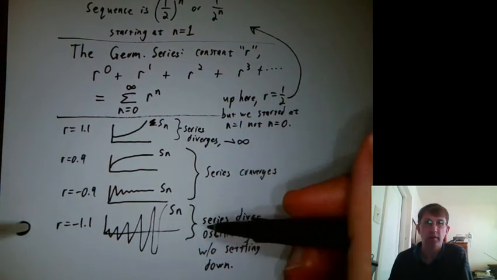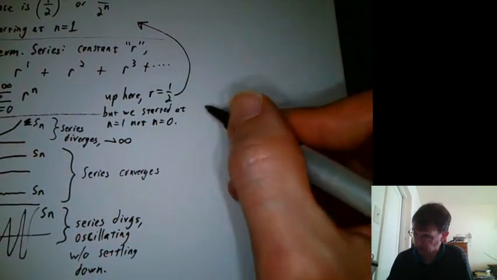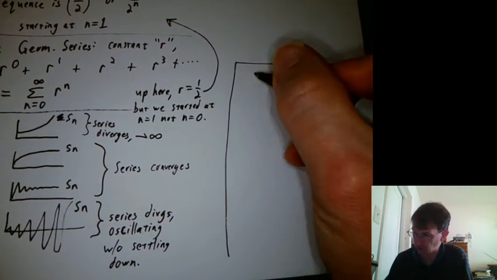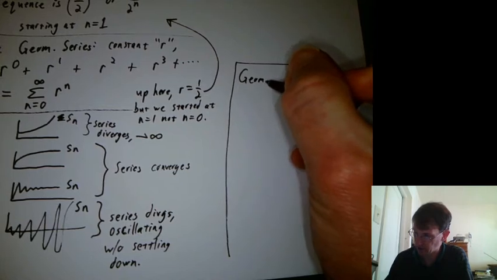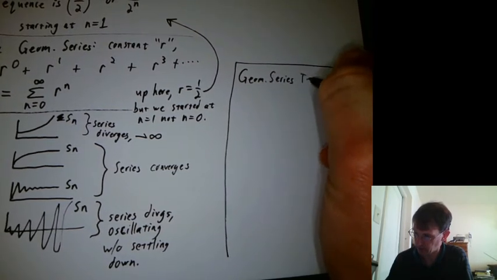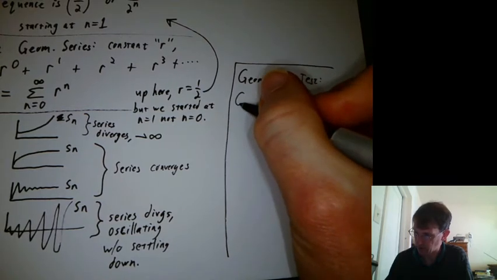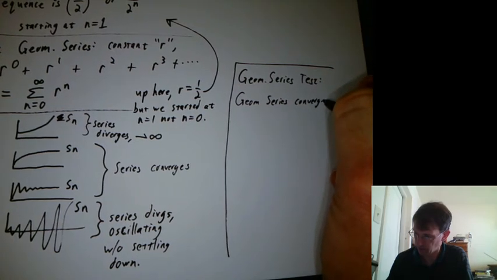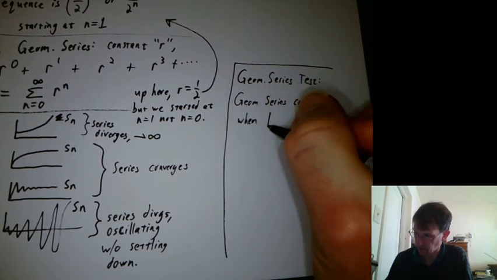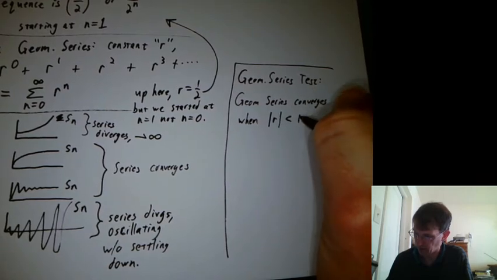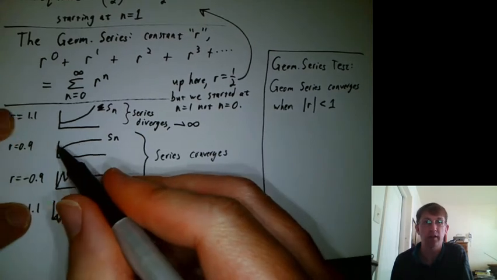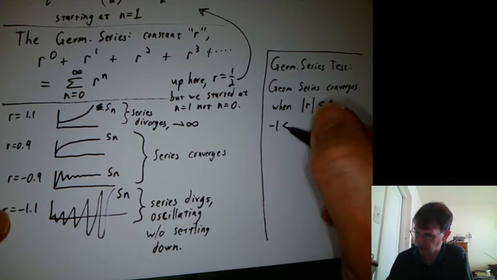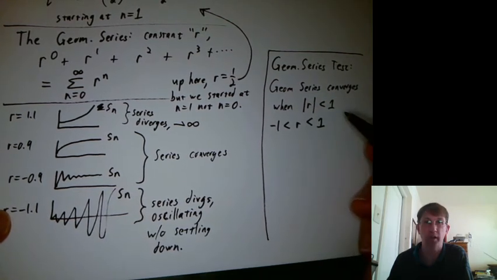So based on this, hopefully it's plausible that we can say when the geometric series converges and when it does not converge. And that's called the geometric series test, which is the geometric series converges when the absolute value of r is less than 1. Is that true here? You could also write this as negative 1 is less than r is less than positive 1.